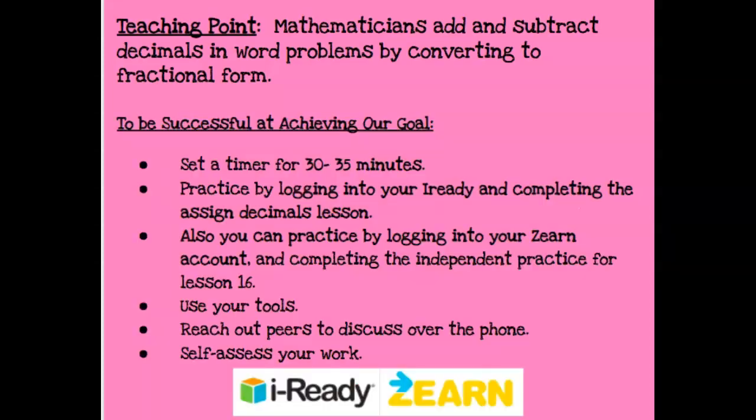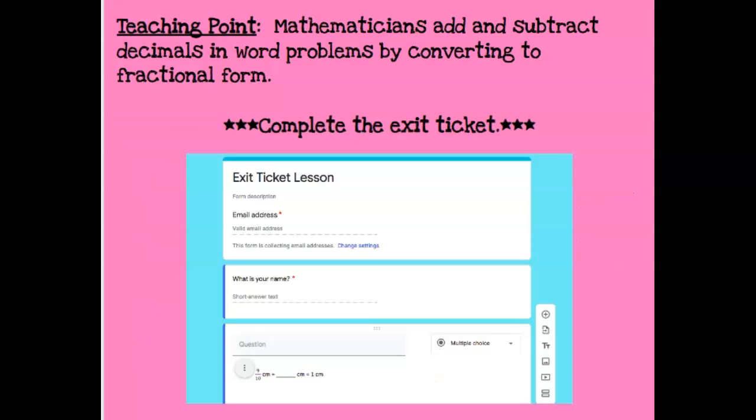All right, guys. So, as always, you're going to set your timer for 30 to 35 minutes. You're going to then log into CERN and complete lesson number 16. Be sure to use your tools. Be sure to refer to the academic vocabulary. Be sure to reach out to a peer to further discuss, and always self-assess your work. Last but not least, make certain that you're completing the exit ticket.